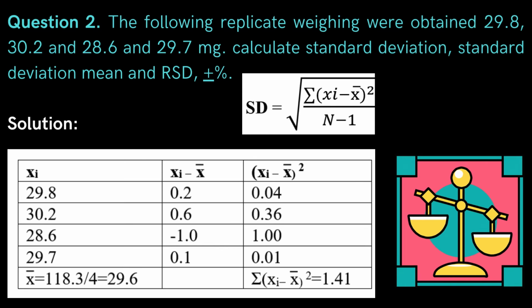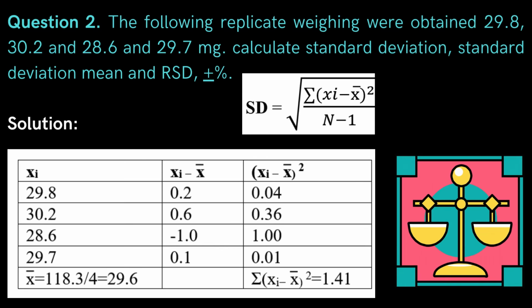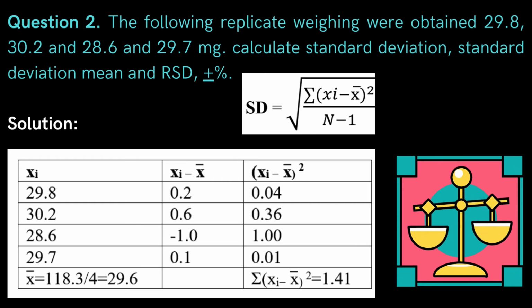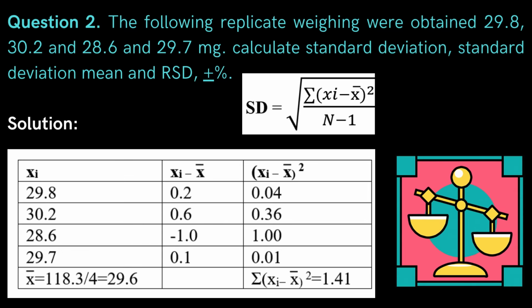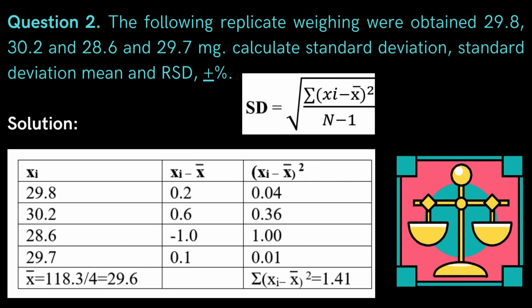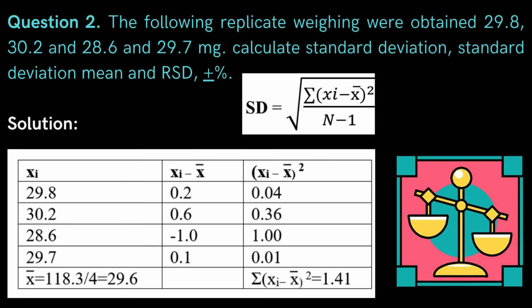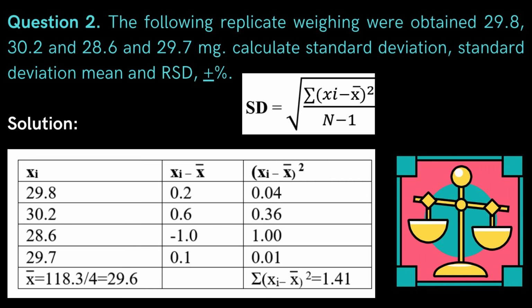Now we will understand the precision or reproducibility by taking the example of this numerical problem. Question 2. The following replicate weighings were obtained: 29.8, 30.2, 28.6 and 29.7 milligrams. Calculate standard deviation, mean and RSD percentage.